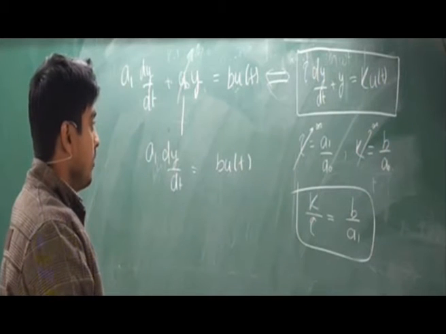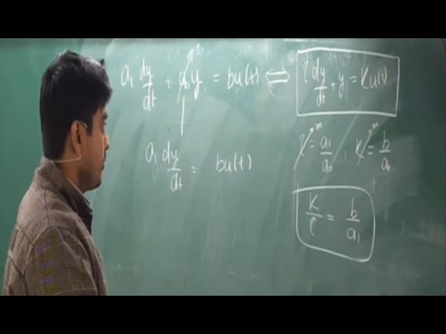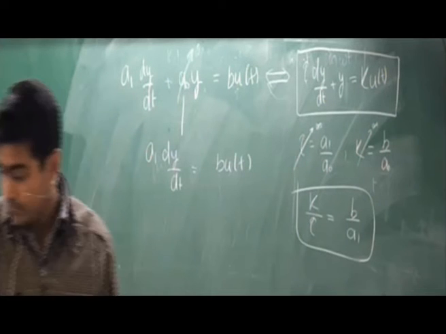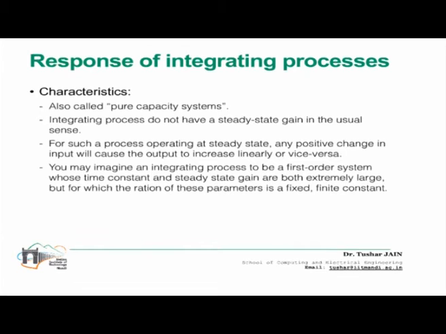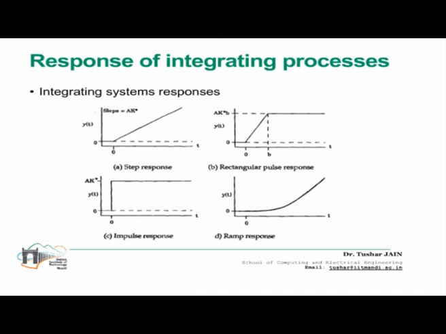Now you can do the same analysis for such a system by putting in the step response. Okay, so these are the responses for the integrating system. You can derive them easily in the same way as we have done so far for the first order system. If you apply a step input, you will see that the response of the integrating system will increase linearly with time. If you have a rectangular pulse, you will see an initial linear increment in the system, but afterward it will stay constant.